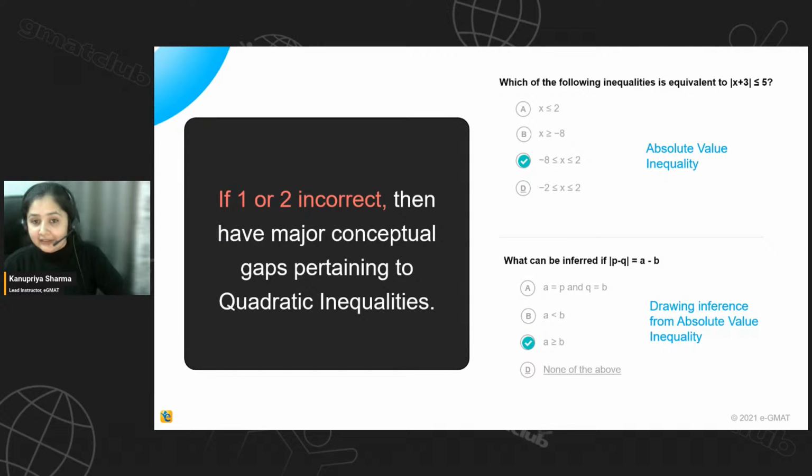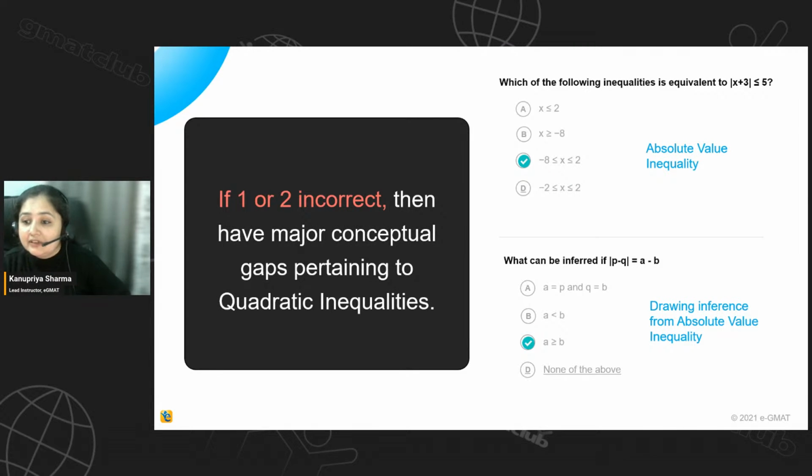Let's come to the last two questions, which are based on absolute value. So, question number six, the correct answer is choice C, and question number seven, the correct answer is choice C. These are both based on absolute value inequality. That's really good, Sudeep. It means all of you have your concepts very clear.